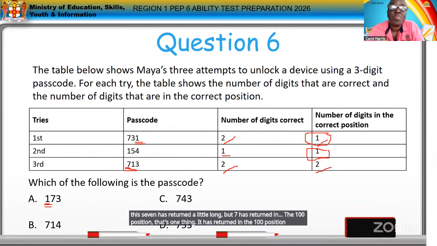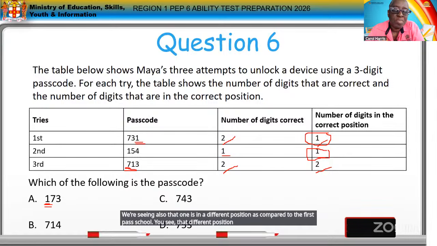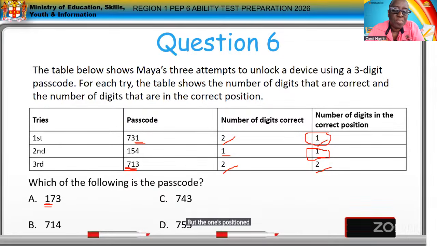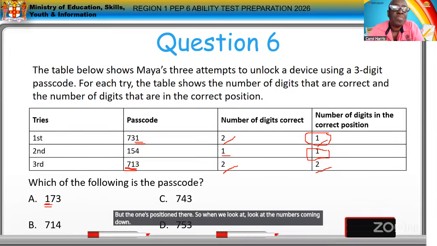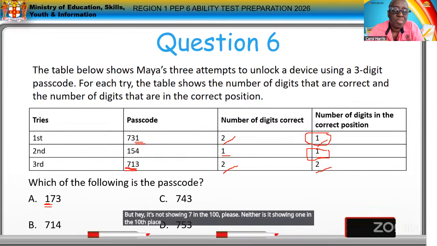And then we're seeing also that 1 is in a different position as compared to the first passcode. It's in the 10th position here, but the ones position there. So when we look at it, look at the numbers coming down. For A, it's not showing 7 in the 100th place. Neither is it showing 1 in the 10th place, and not even in the ones place. So that's ruled out clearly, right?